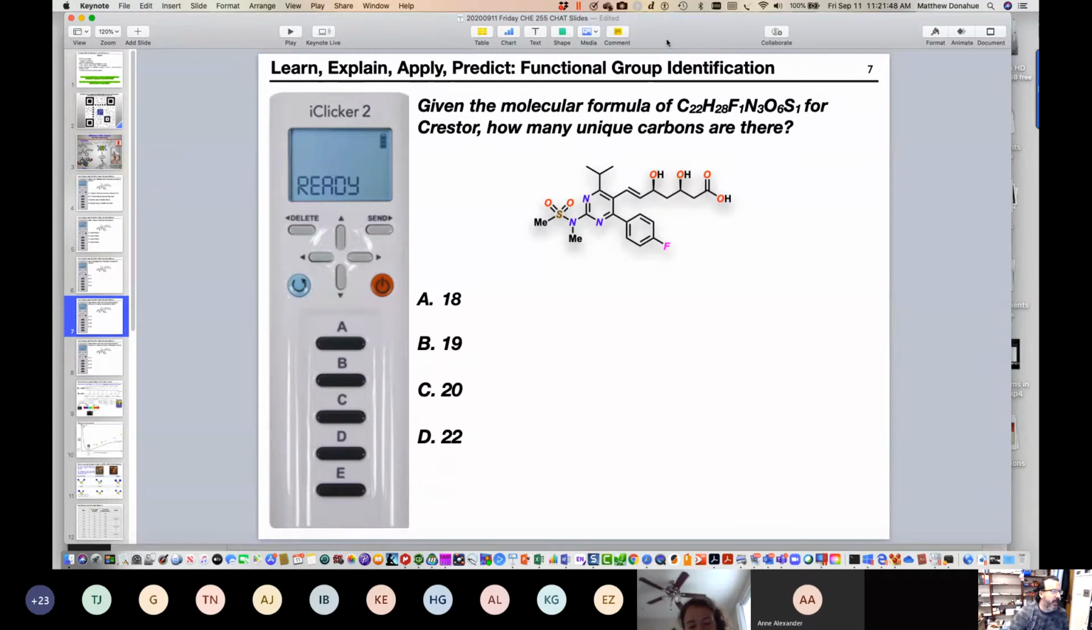So let's go through this. I think it's 19. The point I'm trying to make here is that you'll see carbon atoms that may look the same, but they are not, based on their environment. I'm going to start on the left side of this molecule and just scan my eyes to the right. So I see methyl, CH3, but I see another methyl, CH3. Are those two methyl groups the same?